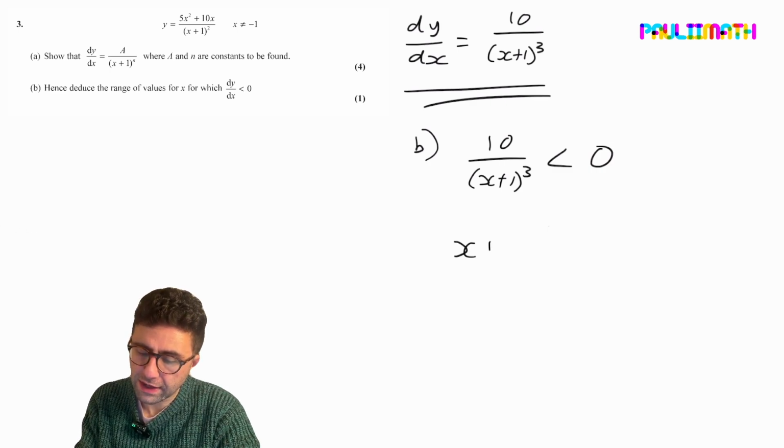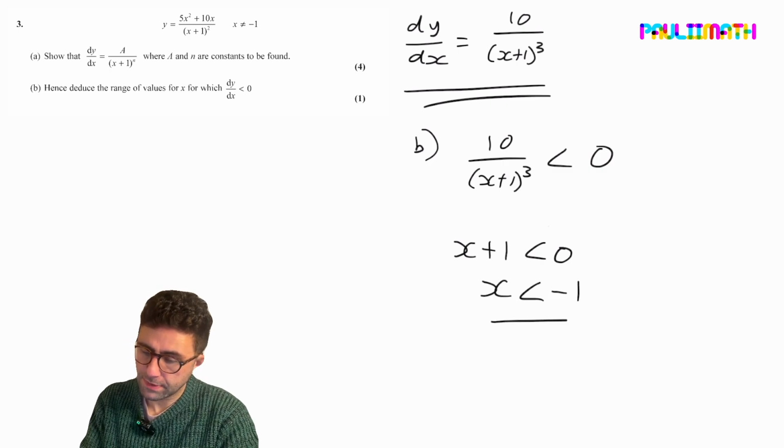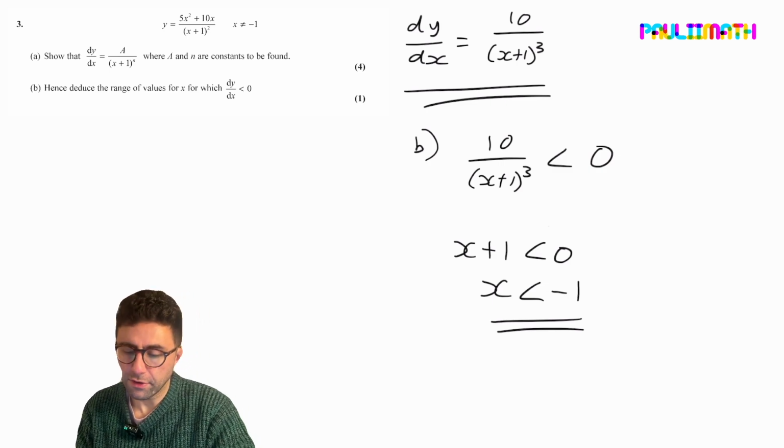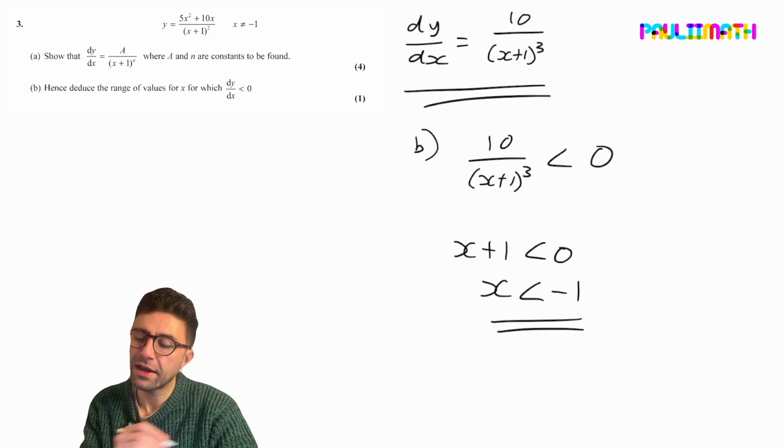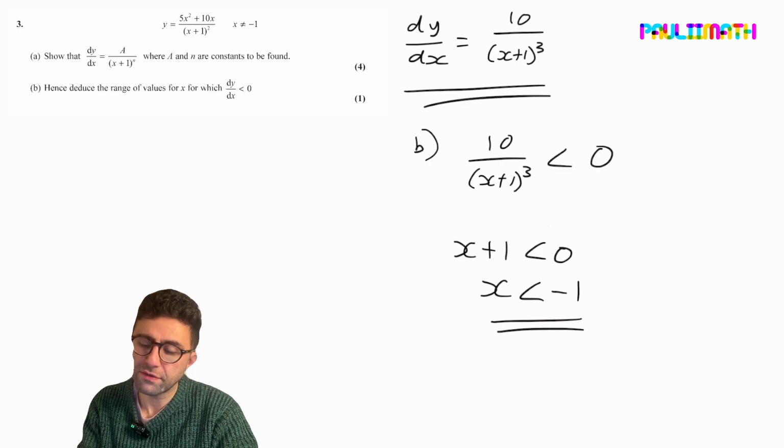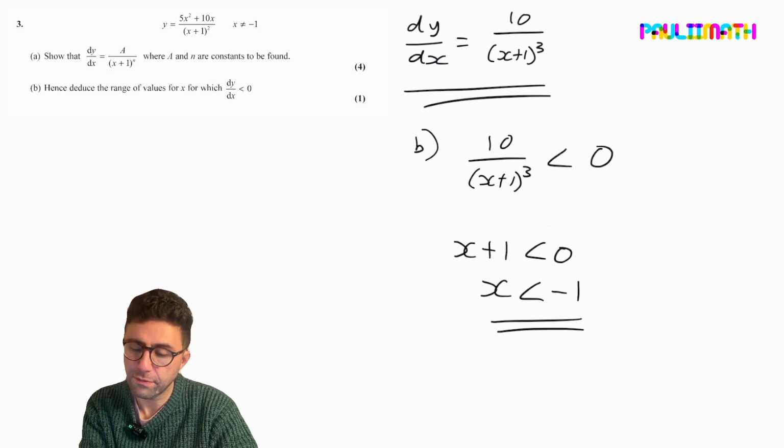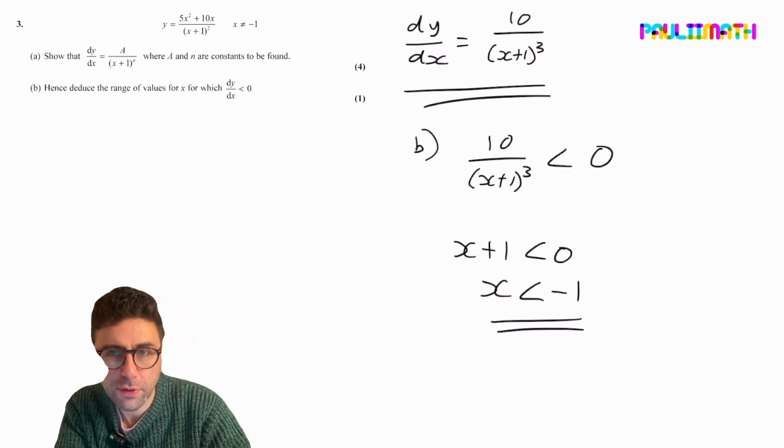Which means that x plus 1 should be less than 0. That means x is less than minus 1. That's your answer, really. Any x less than minus 1 will have a negative number on the denominator, which will give a negative number overall, negative meaning less than 0. Next question then.